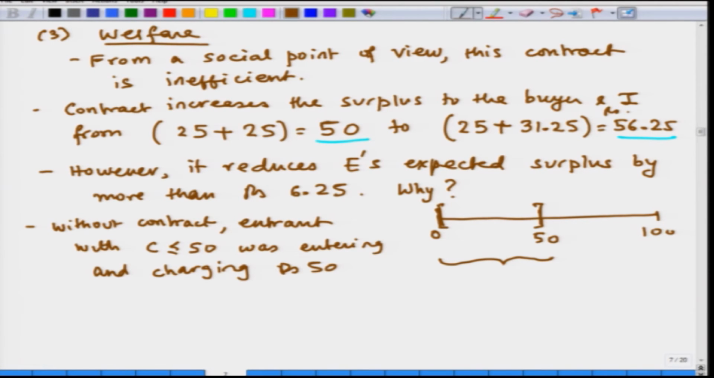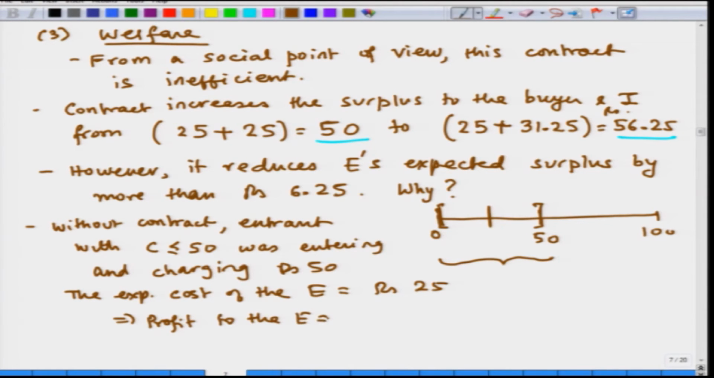So, if I take a simple expected marginal cost of the entrant to be, let us say, somewhere here, right. So, the expected cost of the entrant is simply the average in this interval, which is 25. So, the expected profit to the entrant is that the probability of entry is 1/2, he charges 50, and on an average the cost of the entrant would be 25. So, this is going to be rupees 12.5.